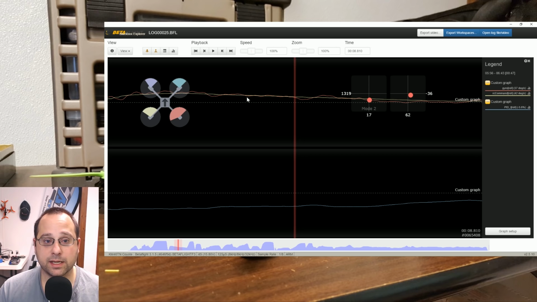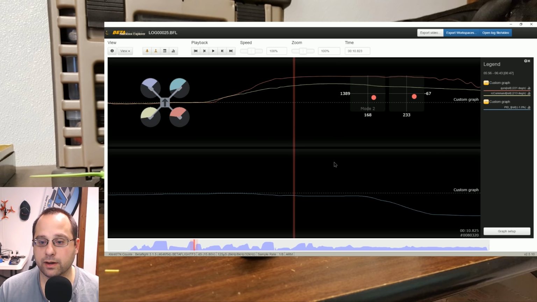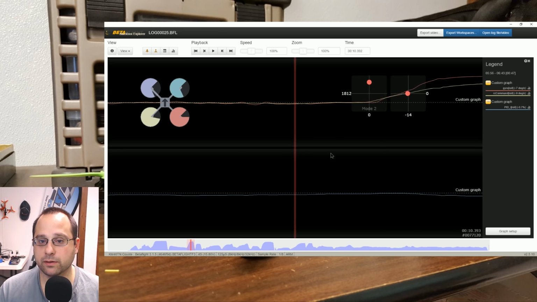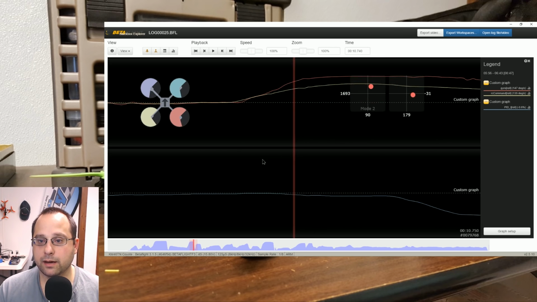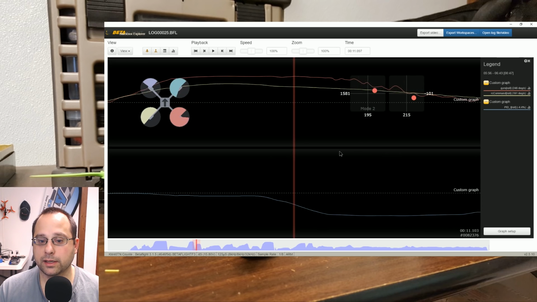So here we can see that RC command is positive, but the I-term is negative. It means that the copter is having a tendency to fall into this move, and the I-term is fighting it and pushing against that. And here as we center out again, it becomes 0. And now we're going into a right turn, and the I-term goes strongly negative again.